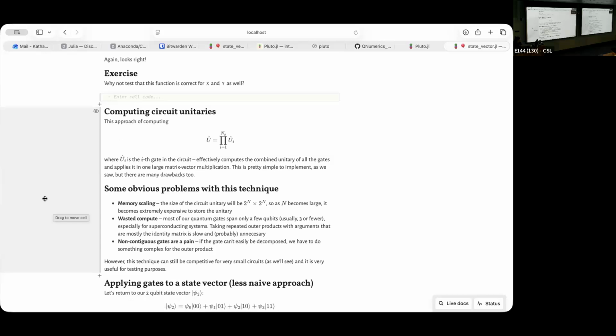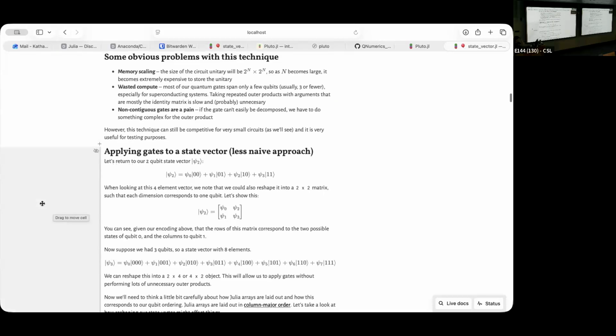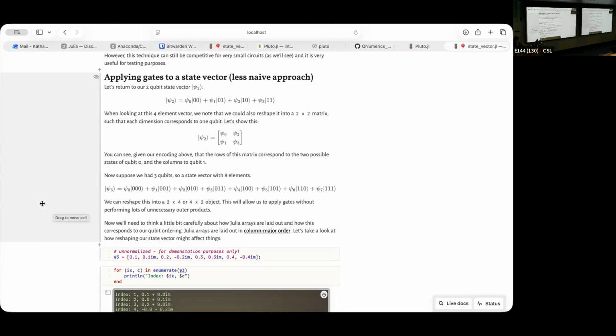And also, if you have gates that span more than 1 qubit, like swap or whatever, and you want to handle 2 qubits that are not adjacent to each other or not contiguous, and you can't decompose the gate into a Kronecker product of 2 single qubit gates, this is substantially more irritating to have to set up. But for really small systems, this technique can actually still do very well. By really small, I mean like 8 qubits or fewer. And it's also useful for testing purposes because it's quite easy to set up and determine if you did something crazy. So now we can look at how we could do this with a slightly less naive approach.